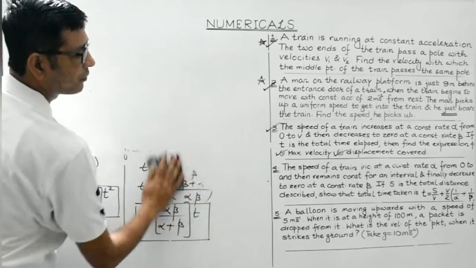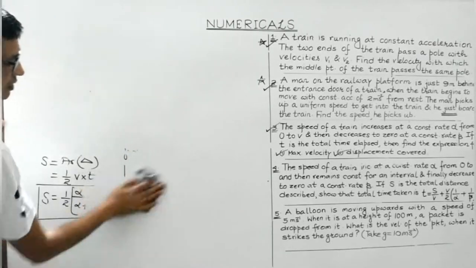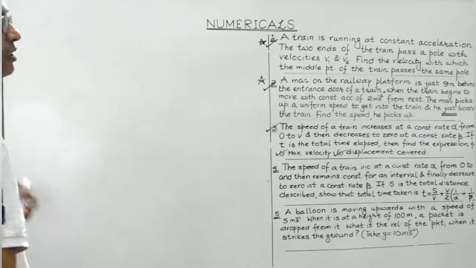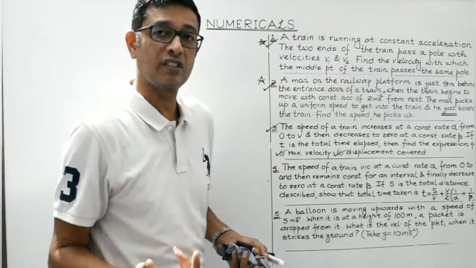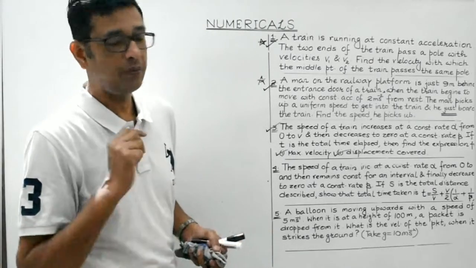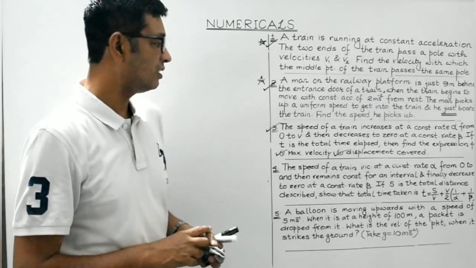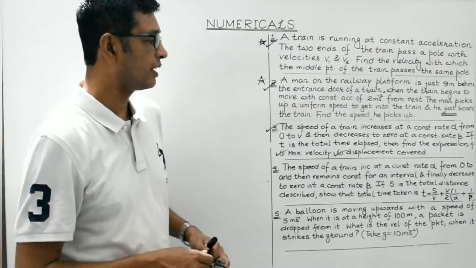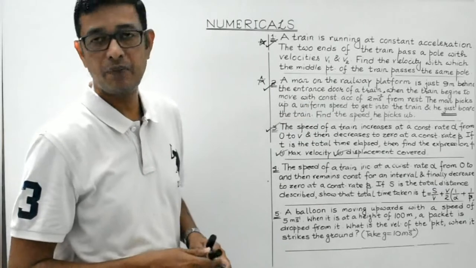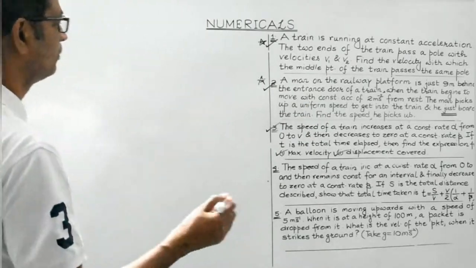Fourth question is: the speed of a train increases at a constant rate alpha from 0 to v and then remains constant for an interval, and finally decreases to 0 at a constant rate beta. If s is the total distance described, show that the total time taken is t equals s by v plus v by 2 times (1 by alpha plus 1 by beta).